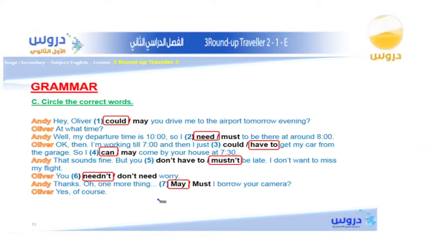The last one is a kind of request. May I borrow your camera? This is a question in a polite way.